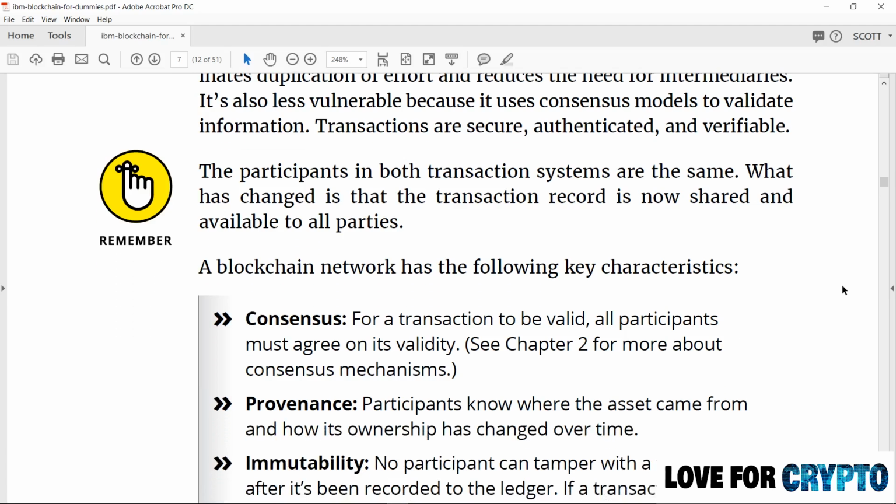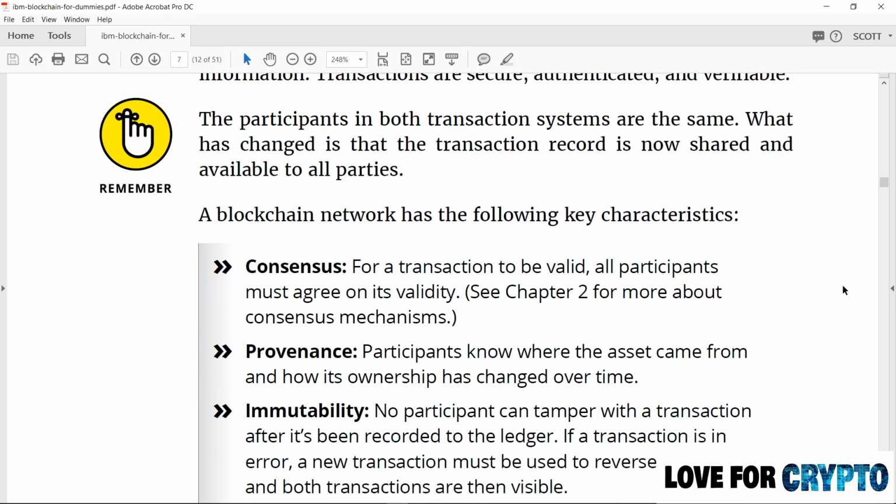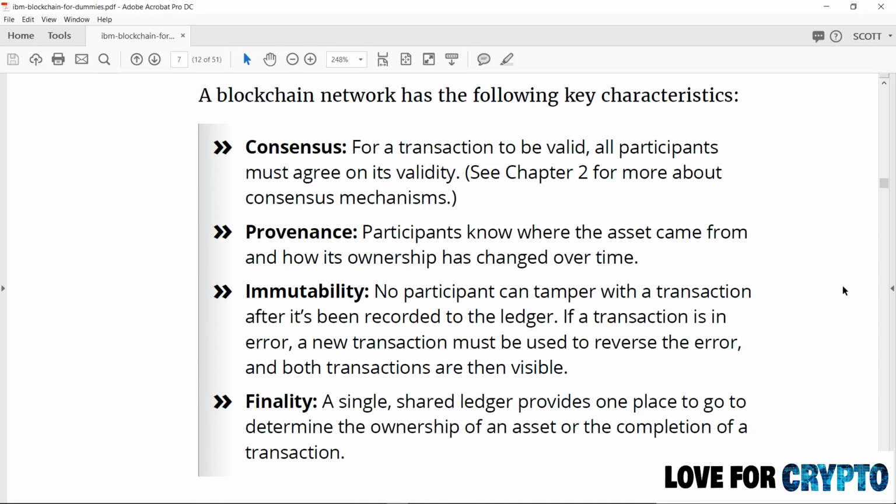The blockchain network has the following key characteristics. Consensus: for the transaction to be valid, all participants must agree on its validity. See chapter 2, which will be the next video, for more about consensus mechanisms. Provenance: participants know where the asset came from and how its ownership has changed over time.